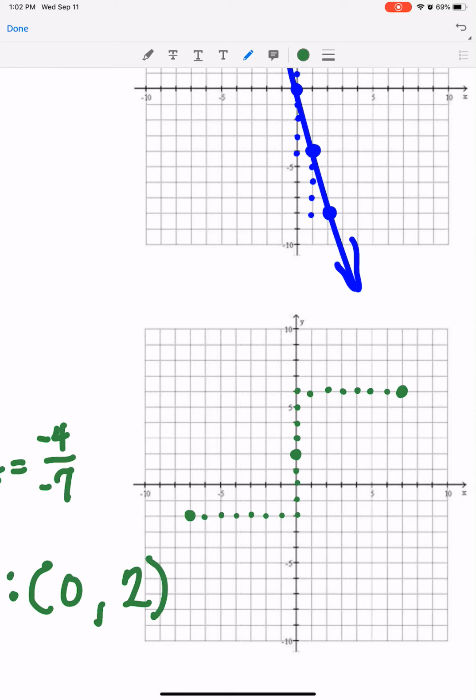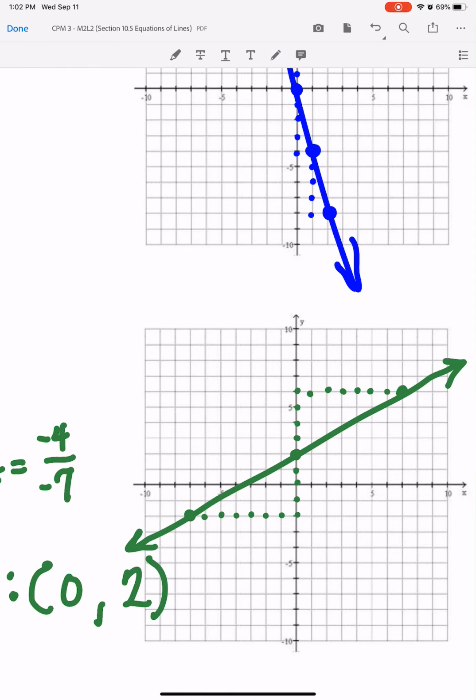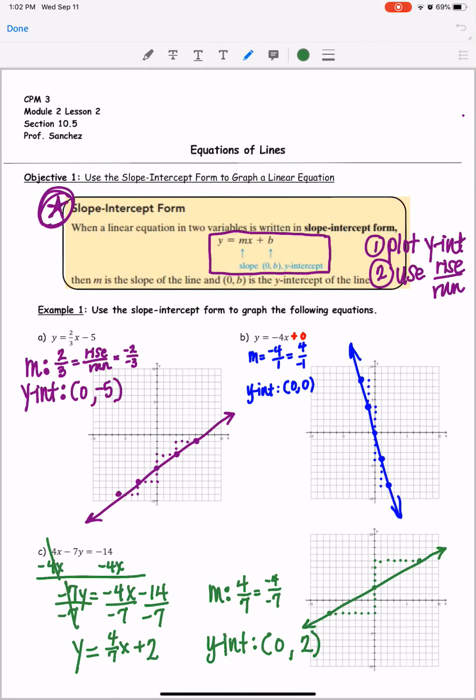So you have these dots in a straight line. That's a pretty good line, guys. So there is my line there. Notice that my slope here is positive, and this line is going up in a positive direction. Okay, so that's graphing your lines.